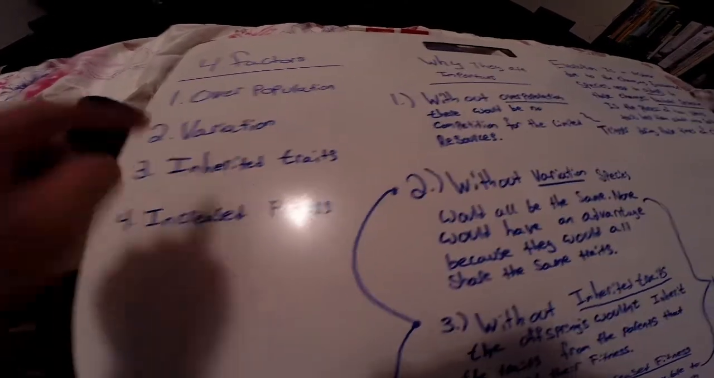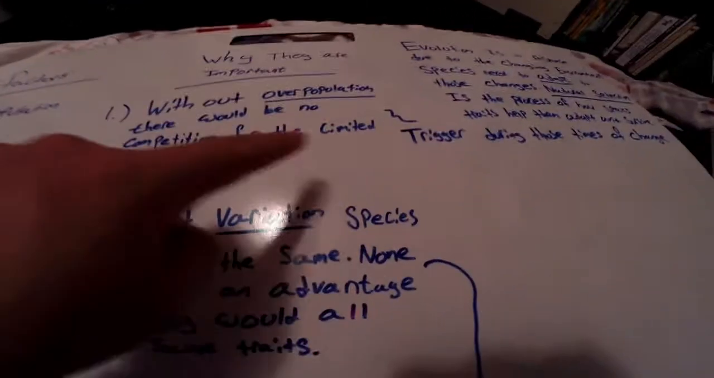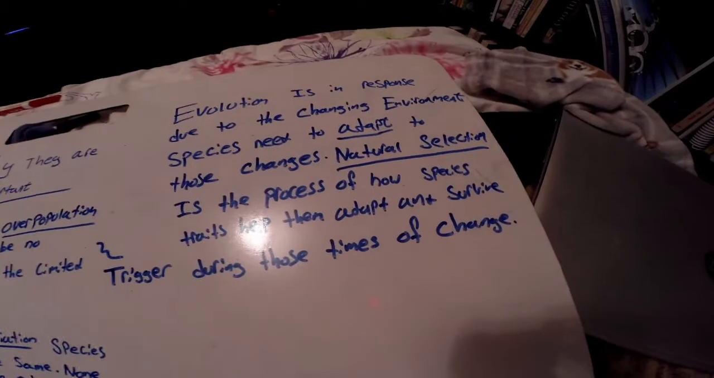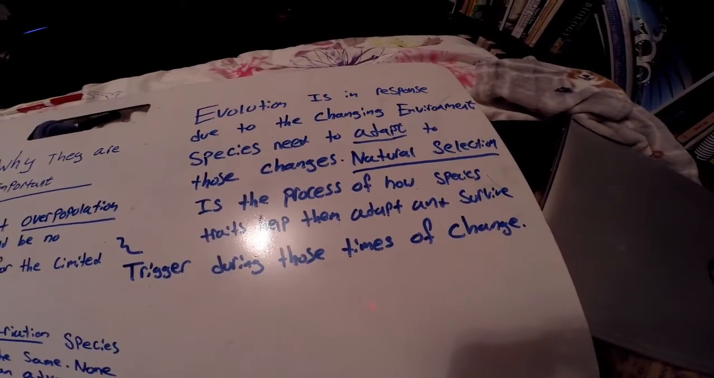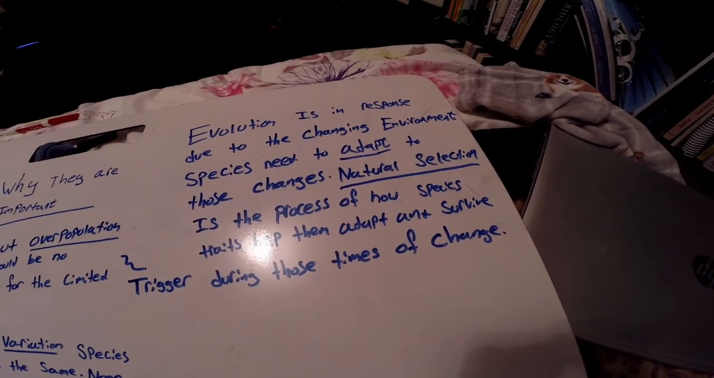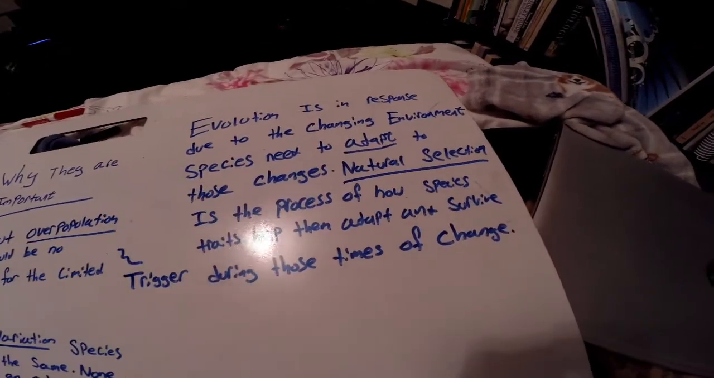That's natural selection, but the trigger is going to be overpopulation. One of the triggers is going to be overpopulation, and the other one is this: evolution is in response to a changing environment. So the environment will be another trigger. Changing environment, species need to adapt.